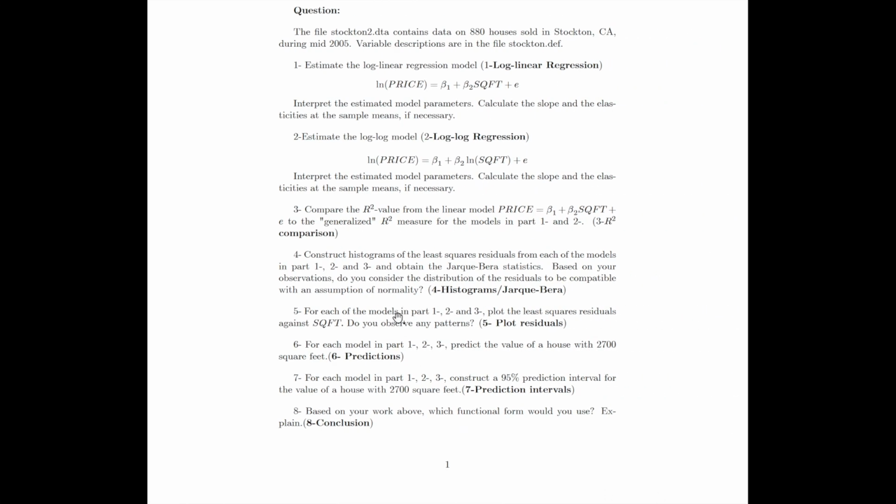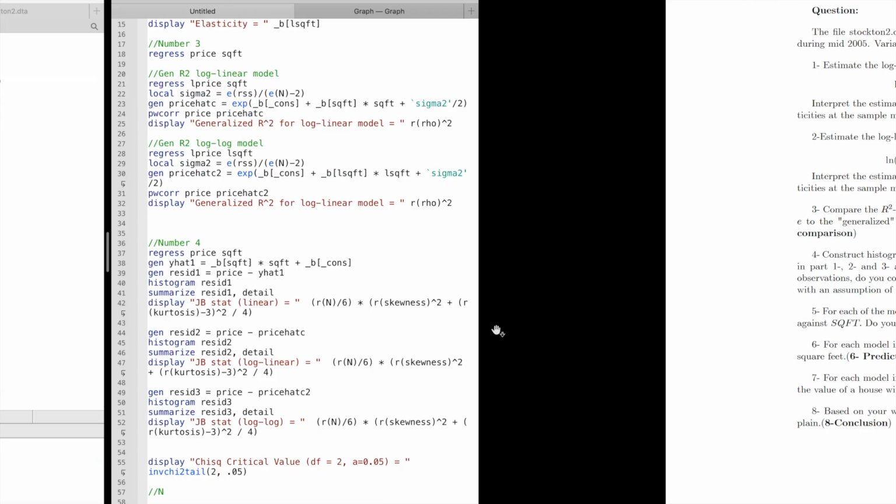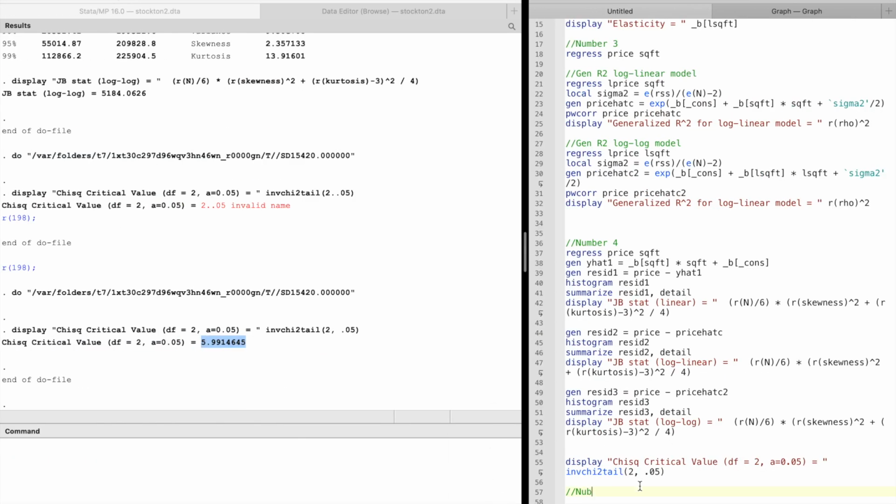So number 5, it says for each model plot the least squared residuals against square feet. So it's going to be easy since we already have our residuals stored in our data.